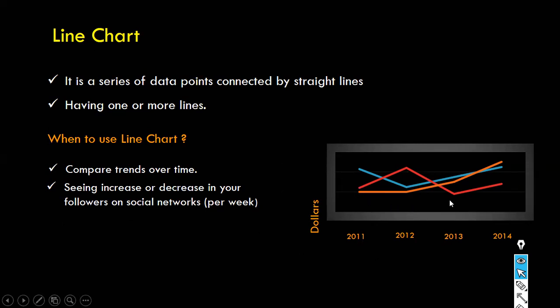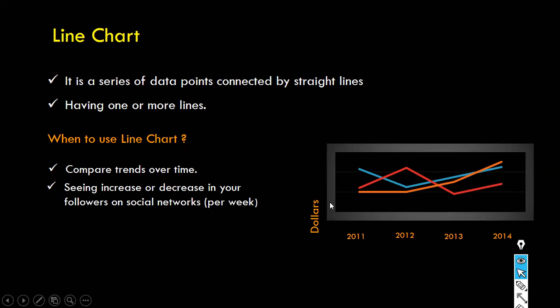We can understand the pattern very clearly. Let's say this is your furniture category. In the furniture category, there's a significant dip in sales during 2013. Now it is going up. So net, if you see all the three categories, we can see an upward trend as of today.